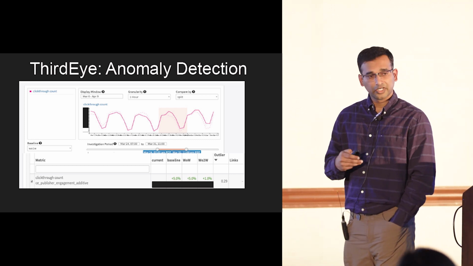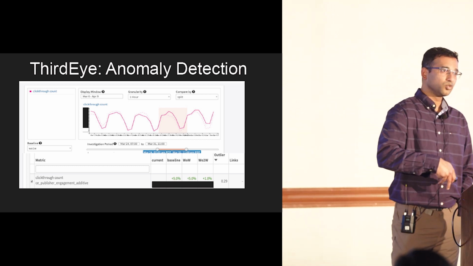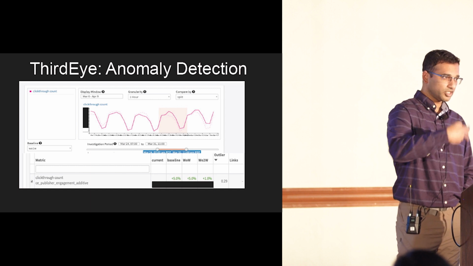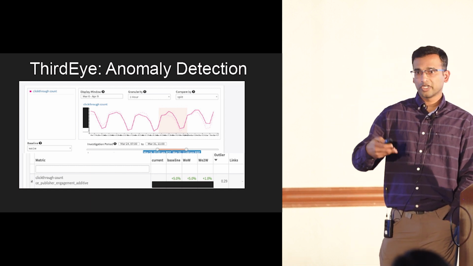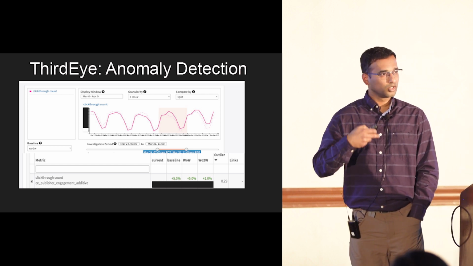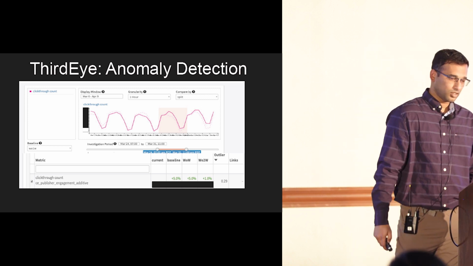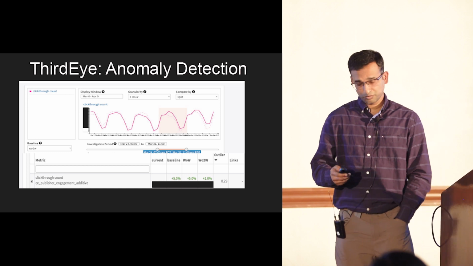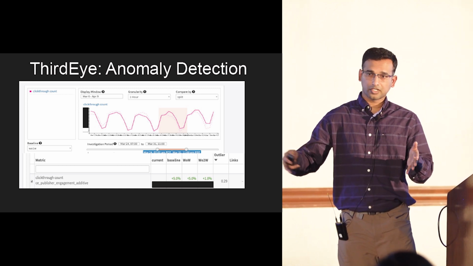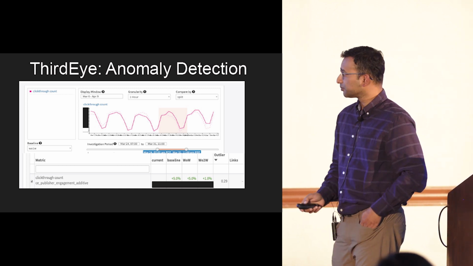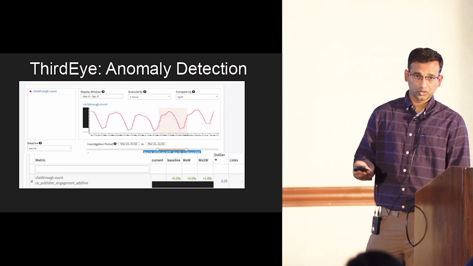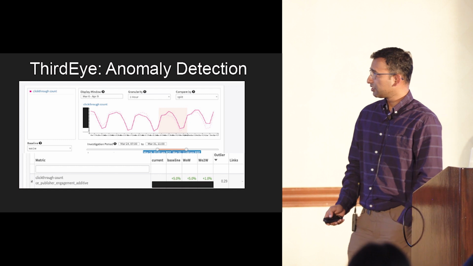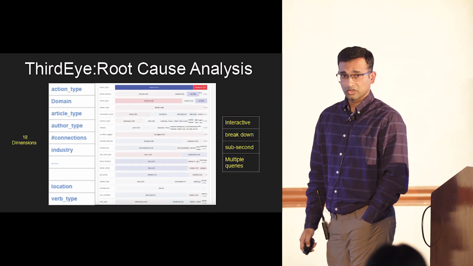ThirdEye is a very different architecture. We actually use Pinot as the streaming engine, so we stream the data directly into Pinot. The data is available, and the anomaly detection is just a stateless system, which simply queries Pinot regularly, looks at the time series data, and computes the anomalies. This provides two things: one is the anomaly detection, and the second is what we call root cause analysis.